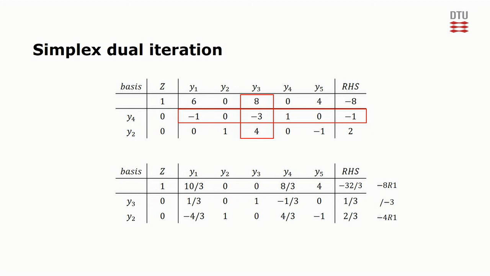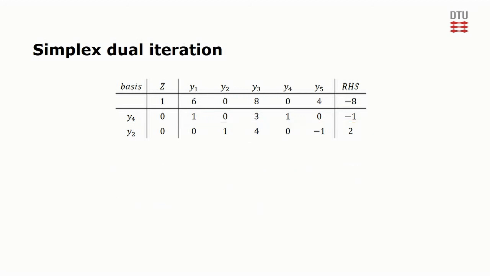In the special case where the coefficients of the row associated with the variable leaving basis are all non-negative, it actually means that the dual problem is unbounded and the primal problem infeasible, and in that case you cannot go any further with either the dual or the primal iterations.